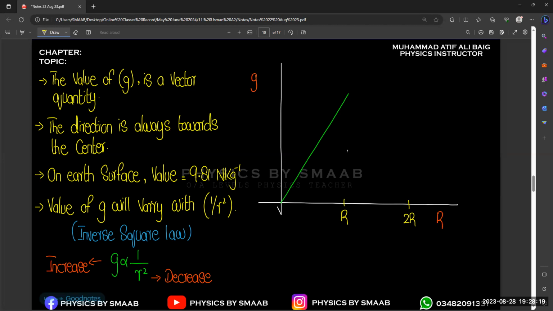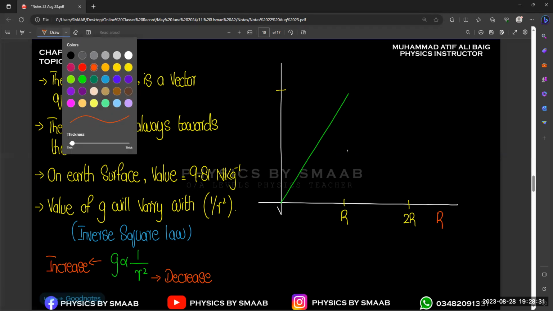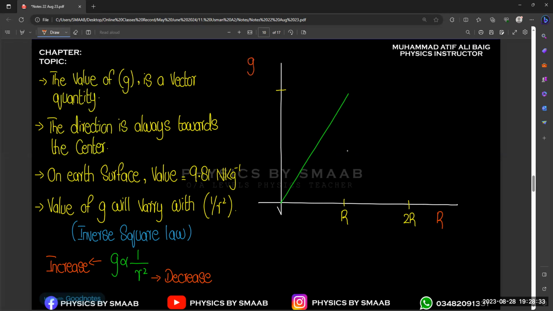And same goes for the value of G. Let's suppose this value is the actual value of G, that is 9.81, right? And you know that if you are increasing the distance, at certain distance your value will be constant, just like in the atmosphere in which we are living. So at certain level the value of G remains constant, okay.